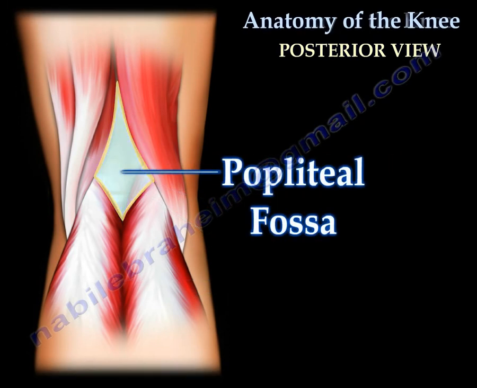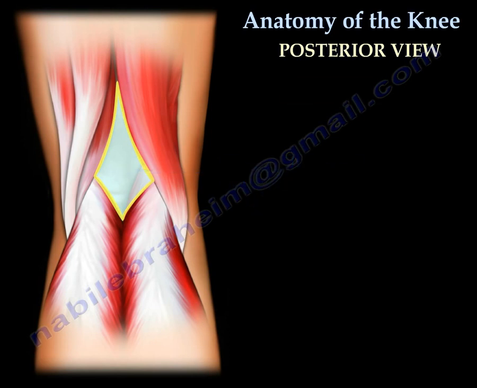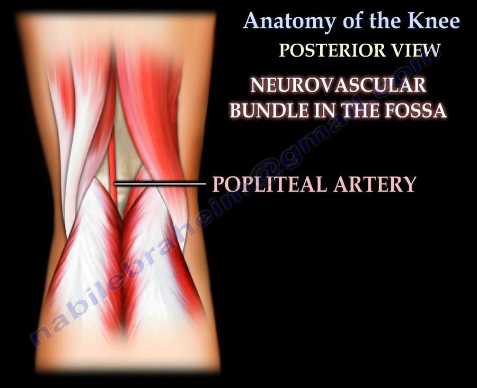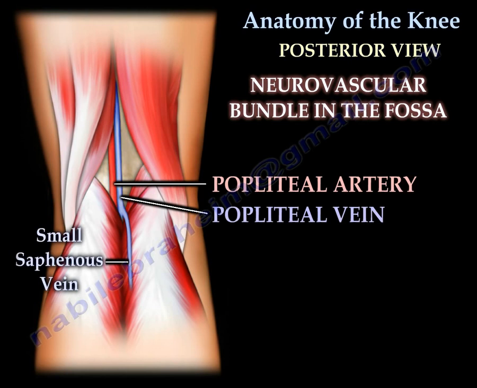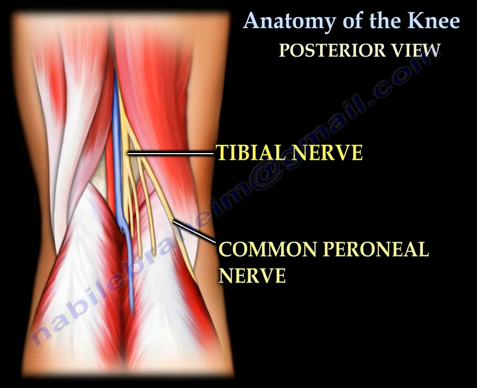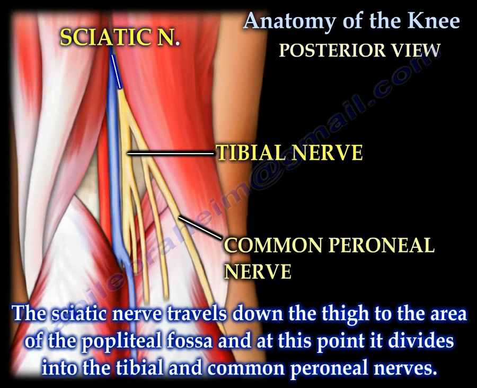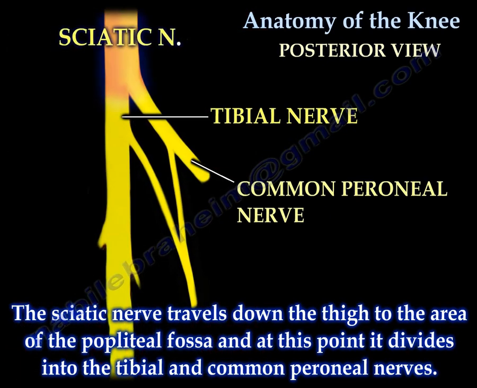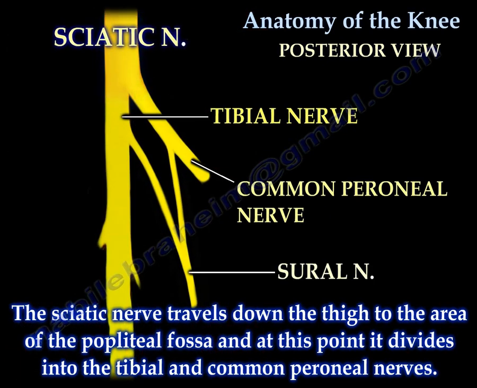The popliteal fossa is seen here at the back of the knee. There are neurovascular bundles within the fossa. You can see the popliteal artery and vein, tibial nerve, and common peroneal nerve. Both the tibial and common peroneal nerves arise from the sciatic nerve. Here you can see a diagram of the sciatic nerve and its branches.